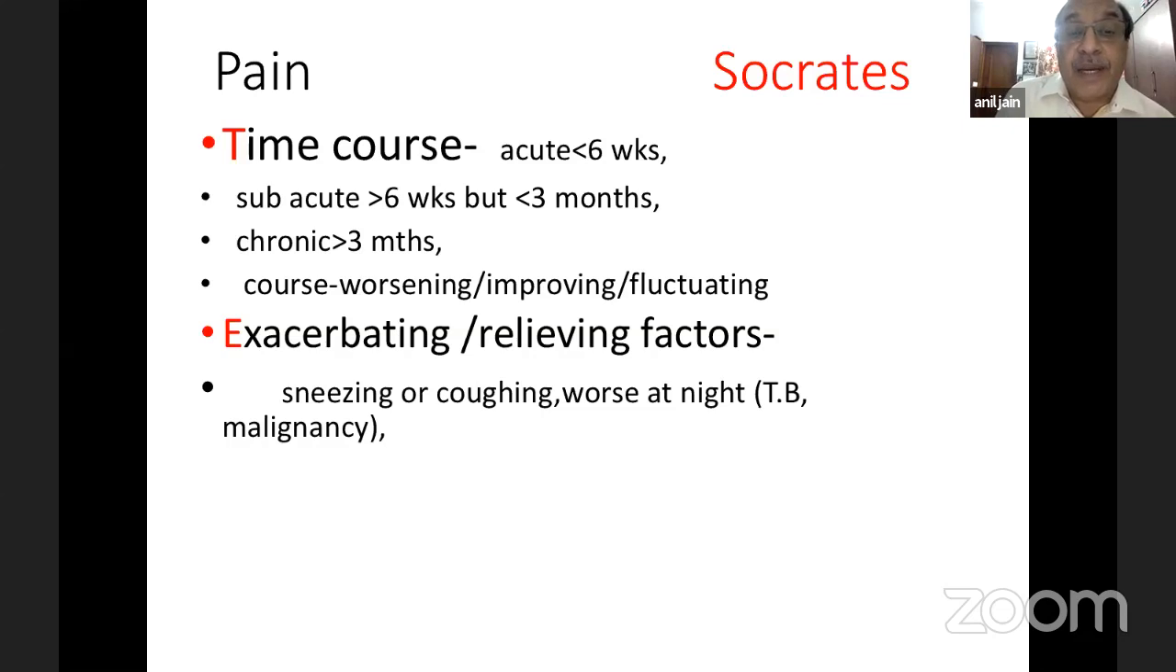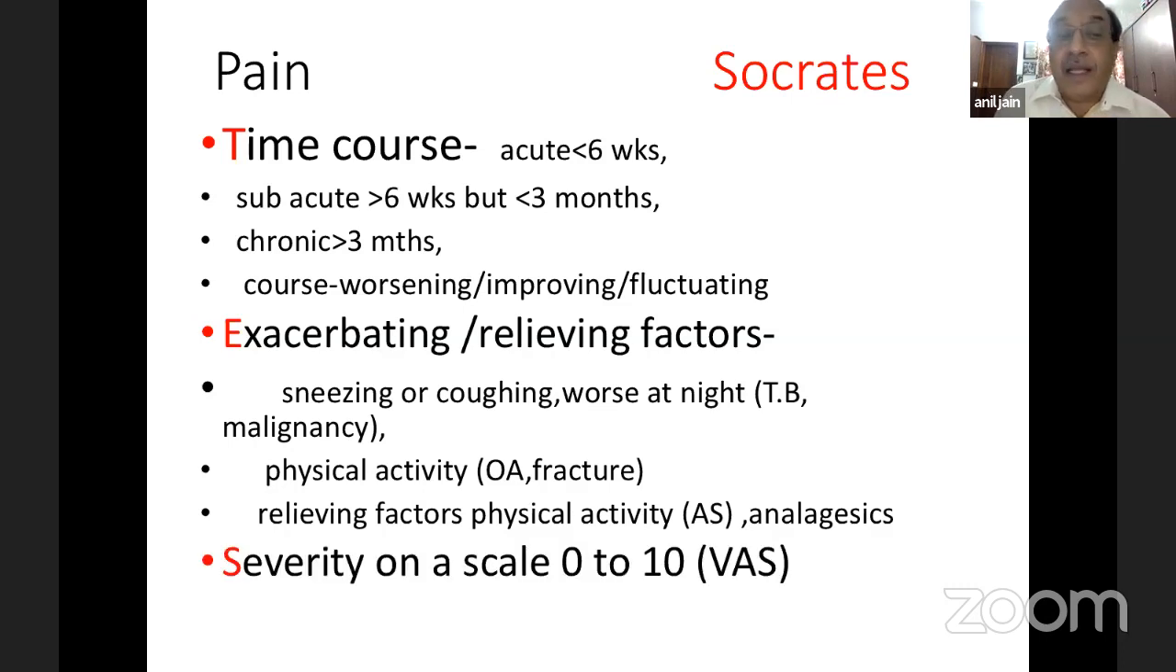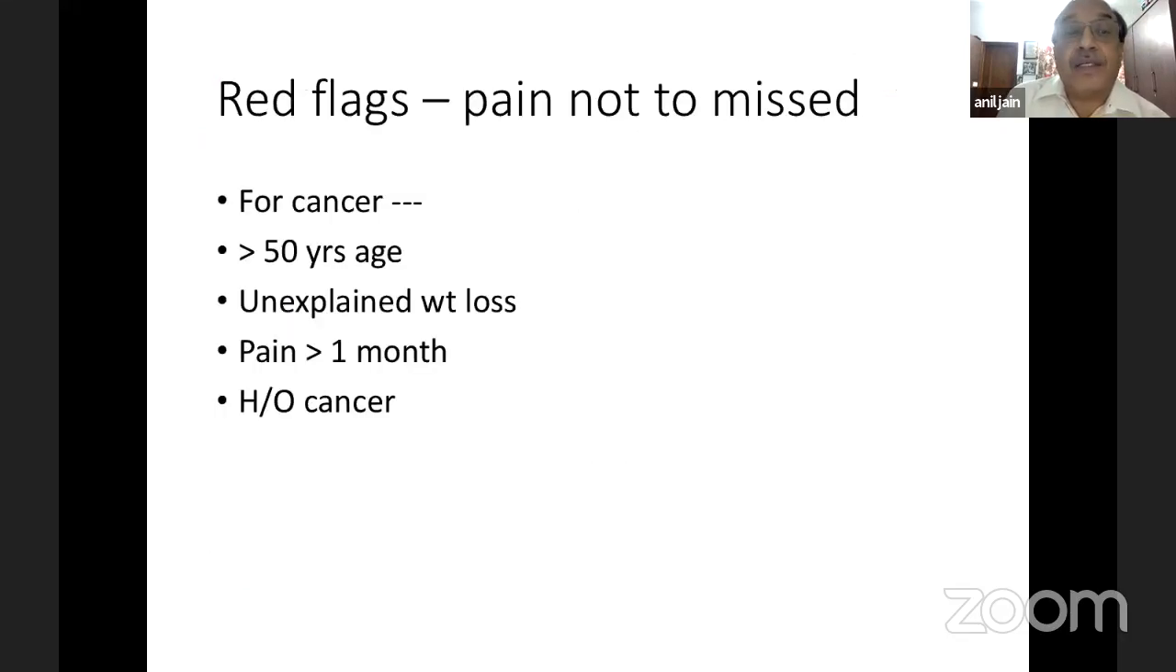What are the exacerbating and relieving factors? Sneezing or coughing, as generally happens in disc disease; worse at night in TB and malignancy; physical activity in osteoarthrosis and fractures. Relieving factors may be physical activity in some conditions, or certain analgesics. And then the pain must be evaluated on a severity scale of 0 to 10 as a VAS score.